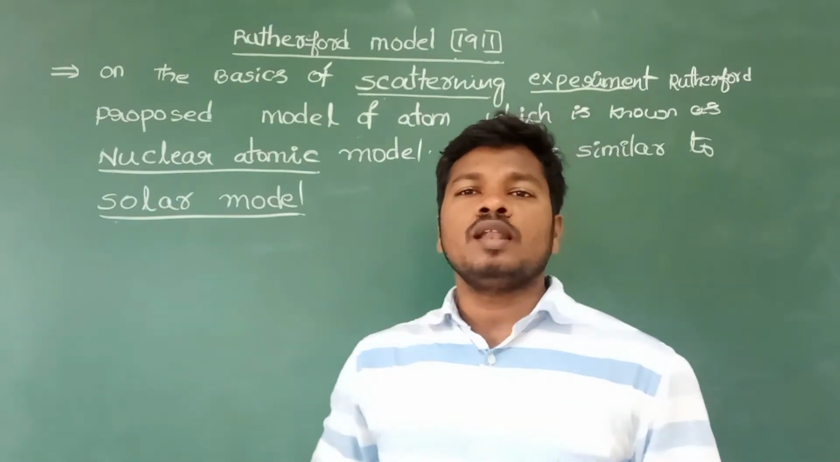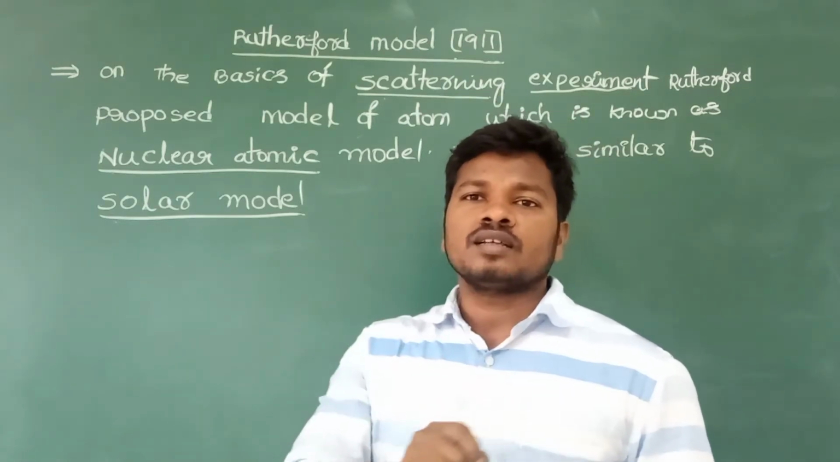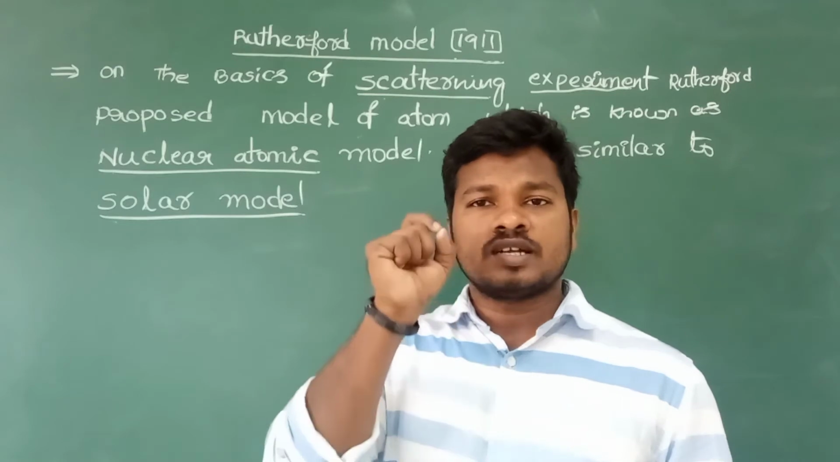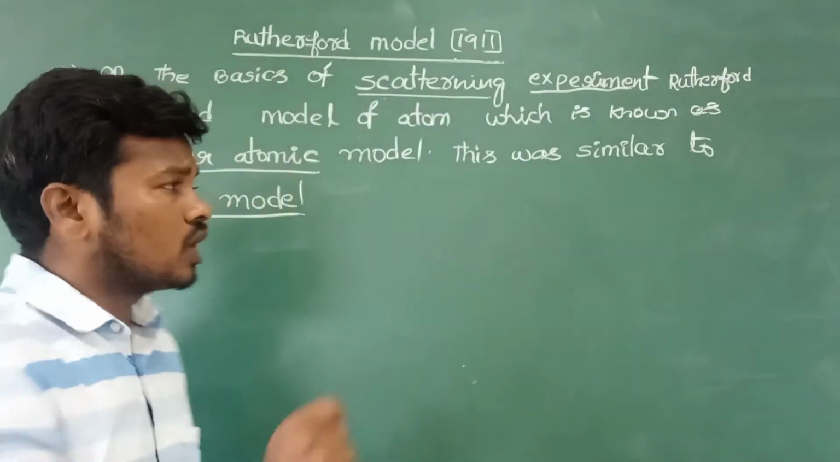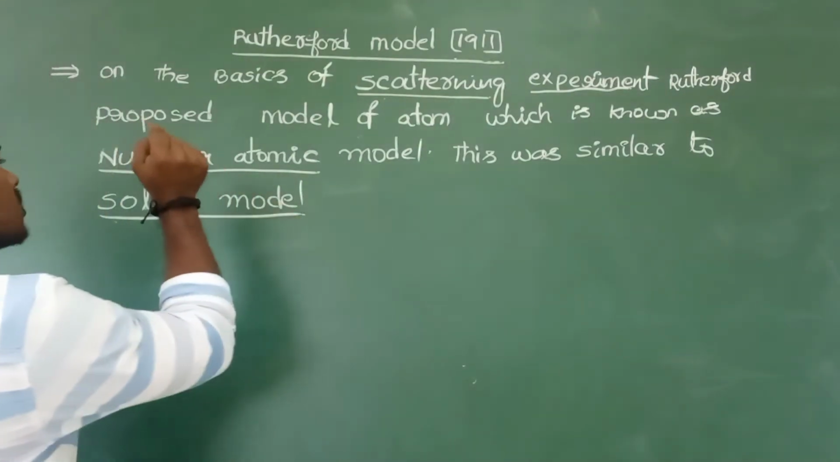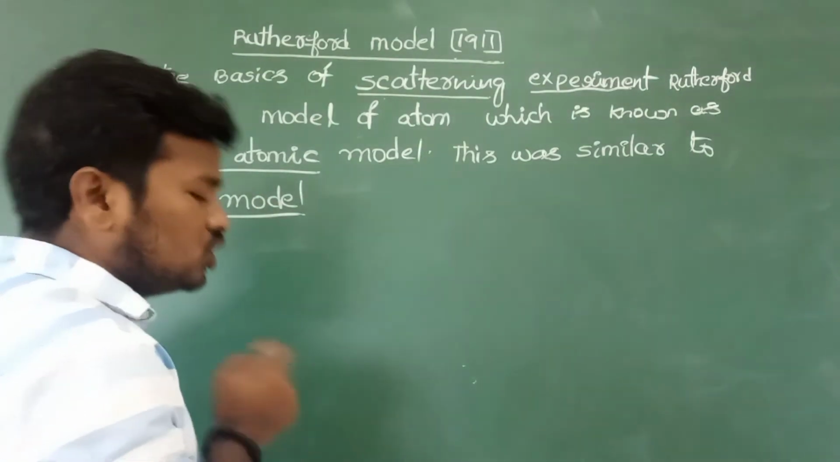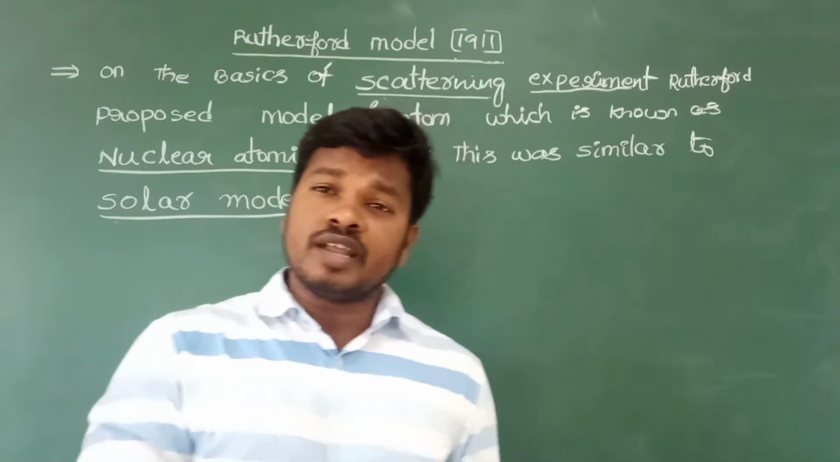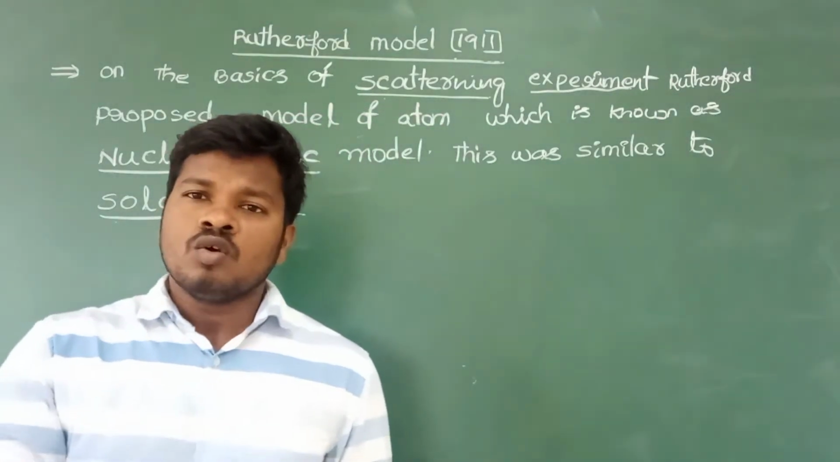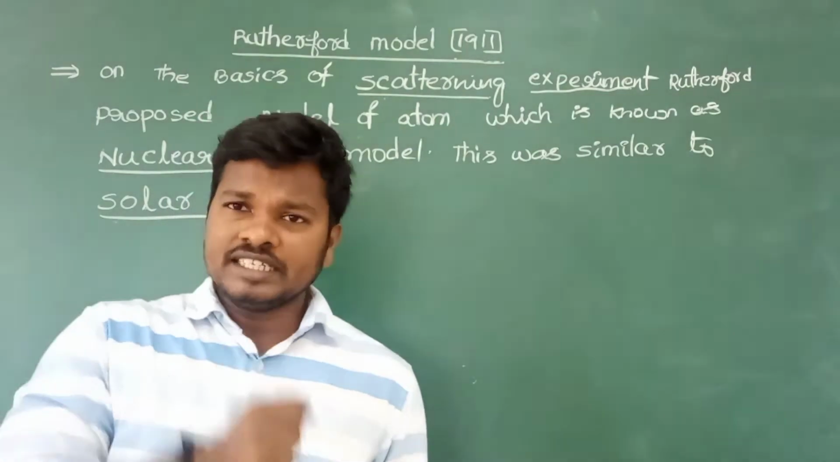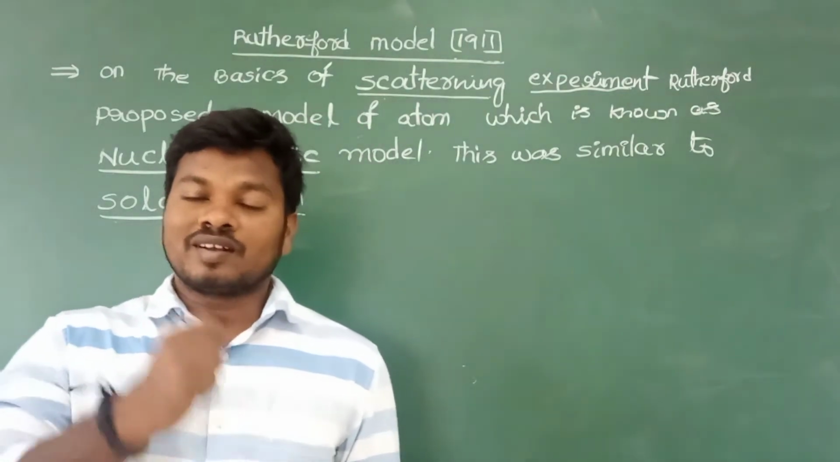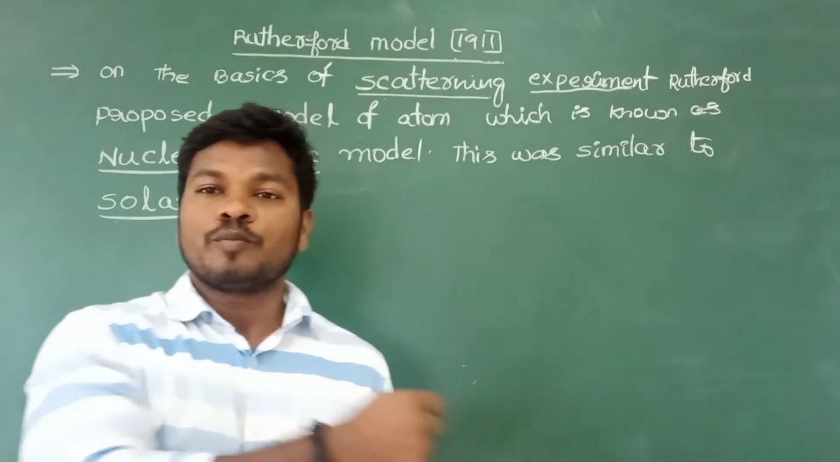In this atomic model, he said that positive charge is concentrated in the center. Positive charge is nothing but the nucleus. Nucleons are present, so that's why this is called the nuclear atomic model. This nuclear atomic model is similar to the solar atomic model. Why is it similar to the solar atomic model, and why is it called the nuclear atomic model? All these things we will learn in the coming points.